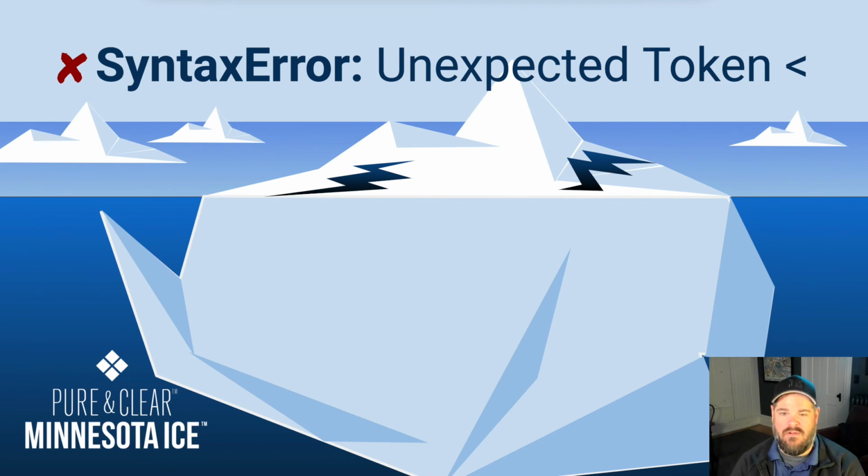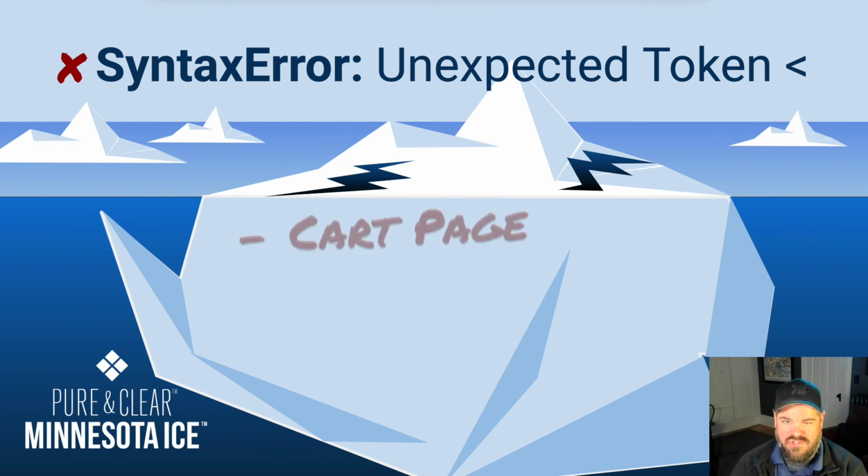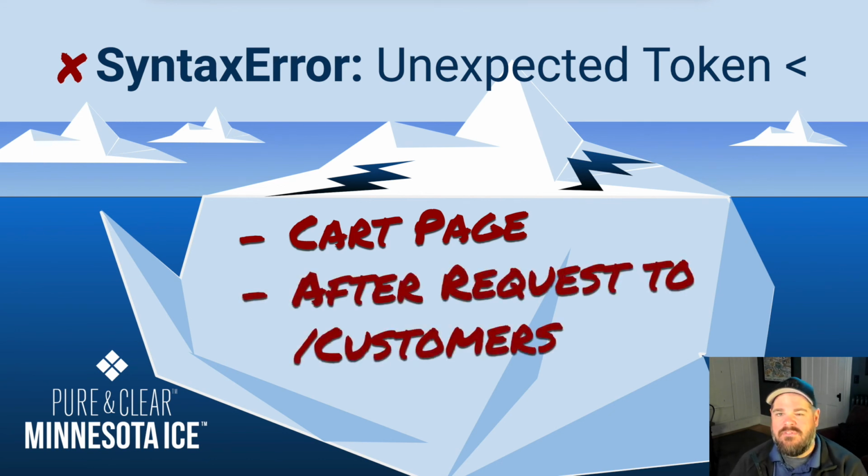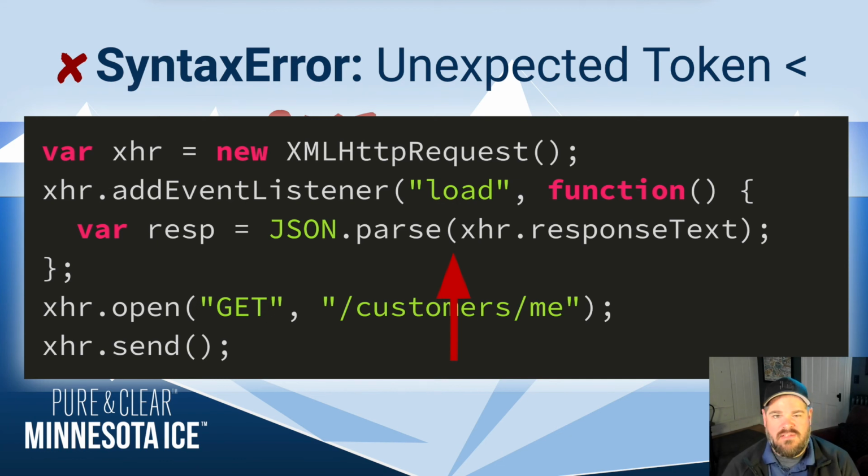Here's a common runtime error: unexpected token angle bracket. Minnesota ICE had this error on the shopping cart page, and the error tracking agent had the capability of telling them about other telemetry events on the page. So they could see that this error happened right after a network request call to /customers. If we trace the error back into source code, we can see that this error happened while trying to parse the JSON endpoint response. We create a new XML HTTP request, and when it completes, we are going to pass it into json.parse. We go ahead and send the request. So we're blowing up on that parse command. How could that angle bracket get into that JSON response text?